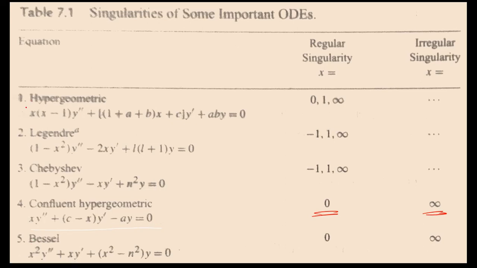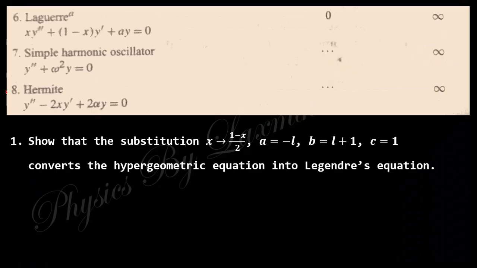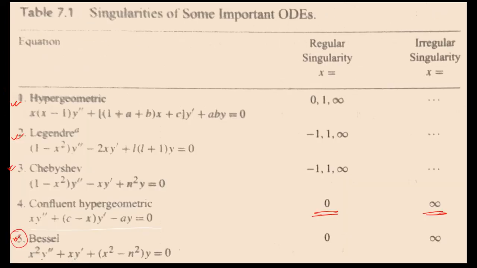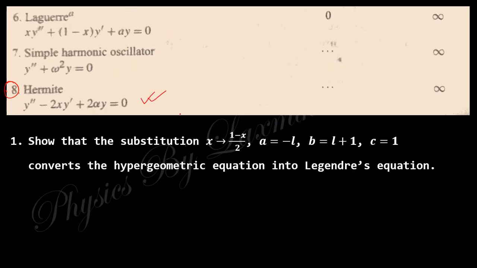So this is your table for different important differential equations, that is Legendre, Bessel, and Hermite. These are in our syllabus and will be discussed in detail in the upcoming lectures. This is actually your homework. Find the regular singular point and irregular singular point for these three equations. This is another homework you must do yourself, right?